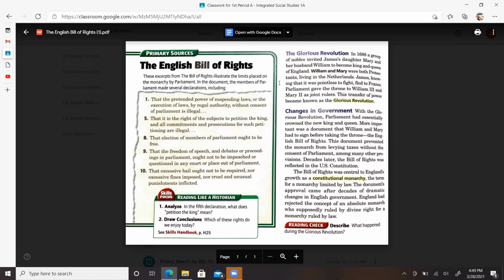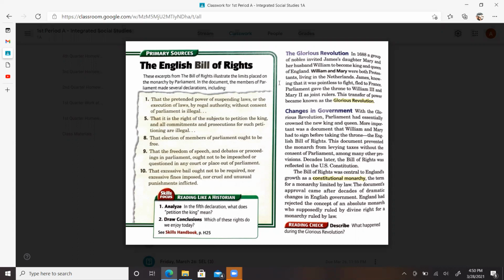All right, so I'm going to go ahead and read this. Follow along, and think about how you're going to answer both of these questions. The Glorious Revolution. In 1688, a group of nobles invited James' daughter Mary and her husband William to become king and queen of England. William and Mary were both Protestants living in the Netherlands.